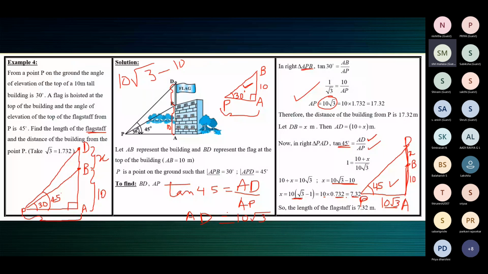Finish writing? Yes, ma'am. Alongside, you can just draw these small triangles also, just for clarity. Beside this working, you can draw this small triangle APB, and beside this working, you can draw this triangle. Work neatly.